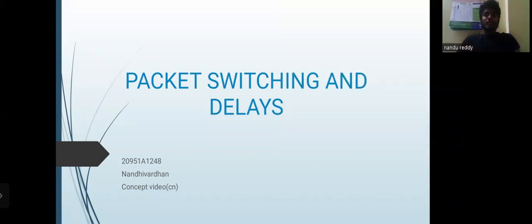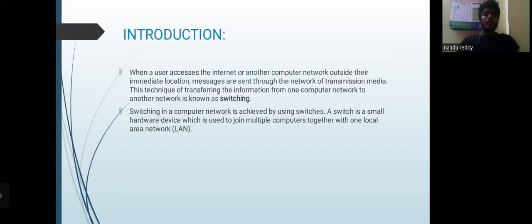Today's subject is computer networks, and from the subject I have taken the topic of packet switching and delays. Let's discuss packet switching and how these delays happen. In this topic, we will see the introduction, the packet switching process, and the advantages and disadvantages. Let's discuss the introduction.